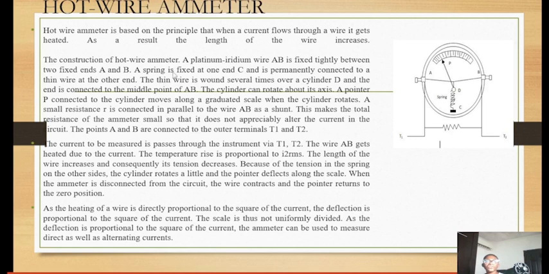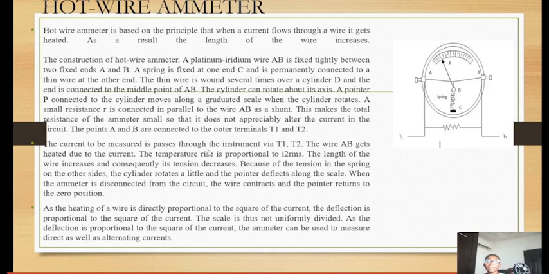The construction of the hot wire ammeter: a platinum iridium wire AB, you can see the AB is fixed tightly between two fixed ends. A spring is fixed at one end, C. You can see the spring here is permanently connected to a thin wire in the middle of AB. The cylinder can rotate about its axis. A pointer P connected to the cylinder moves along a graduated scale when the cylinder rotates. So let's just go to what it does.